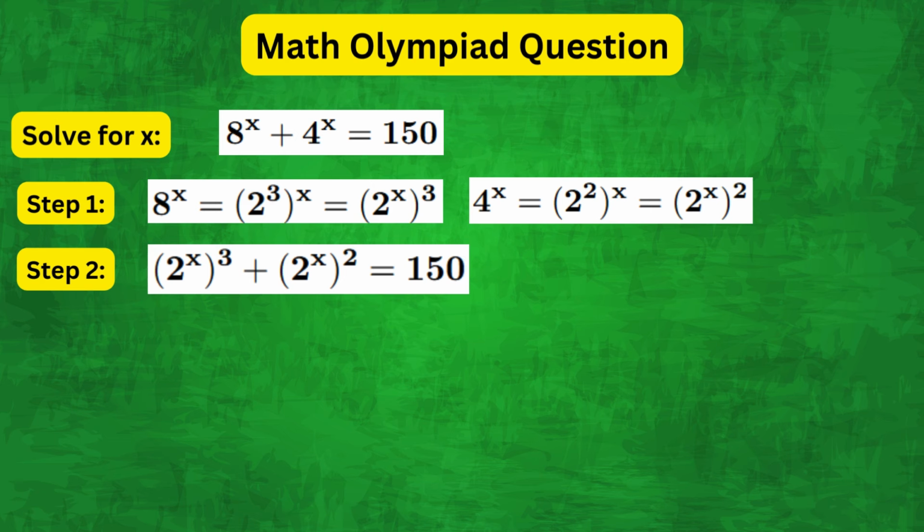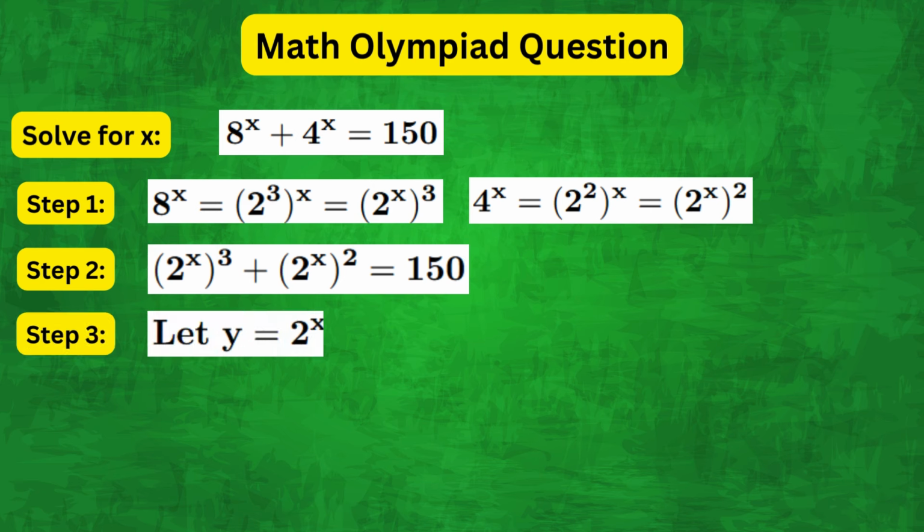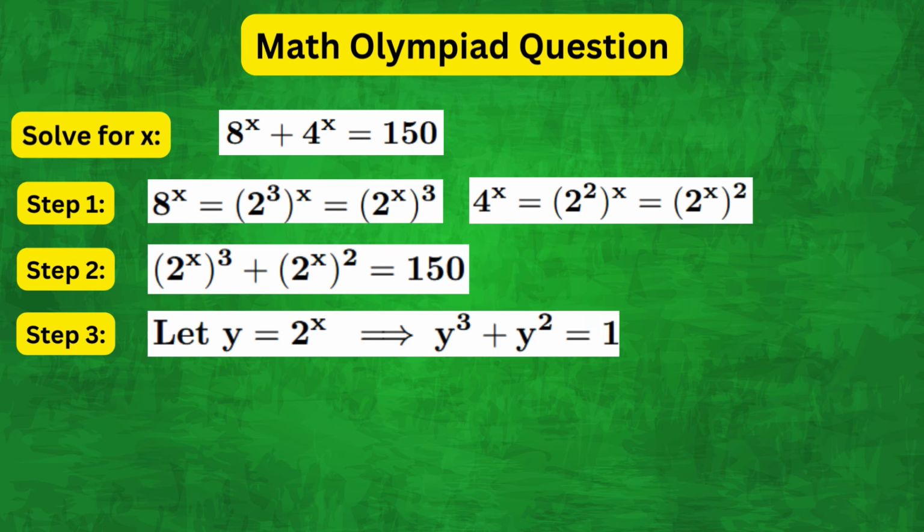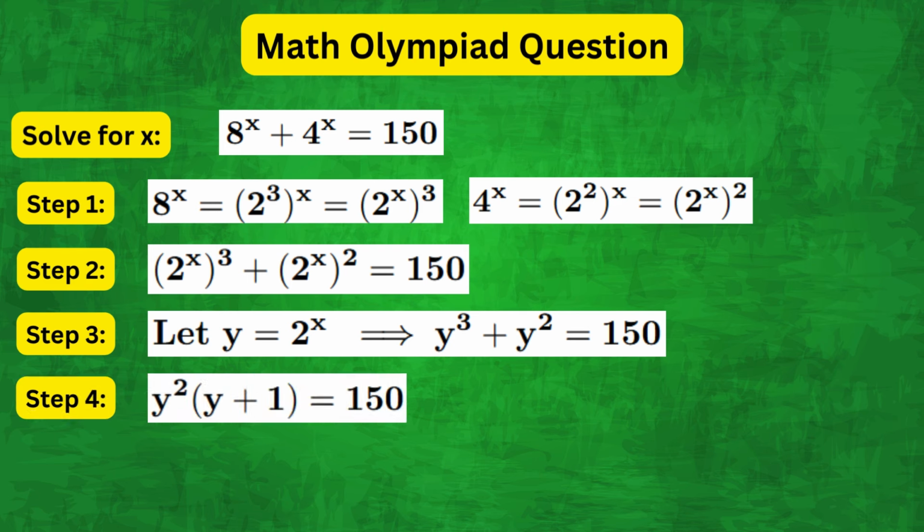(2 to the x) whole squared equals 150. Now, let us suppose y equals 2 to the x. Therefore, the equation can be written as y cubed plus y squared equals 150. Let's take out y squared as a common factor on the left. So we have y squared times (y plus 1) equals 150.